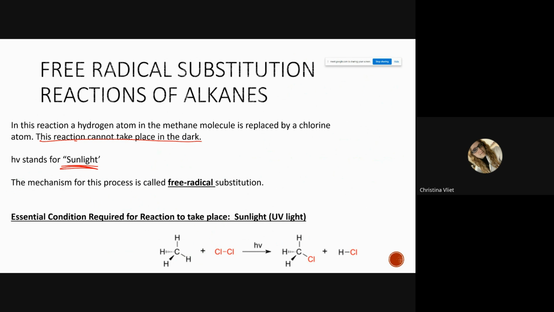And so the mechanism for the process, which will also be the full name, is called free radical substitution because it involves the use of free radicals. So once again, the essential condition for this reaction to take place is sunlight. It won't happen on its own. So this happens at the upper layers of the atmosphere, generally speaking, and is part of how the ozone layer was initially depleted. They've been repleting it over the past 30 years, but due to this type of reaction, the free radical reaction.